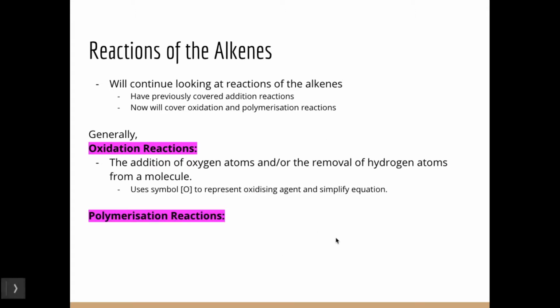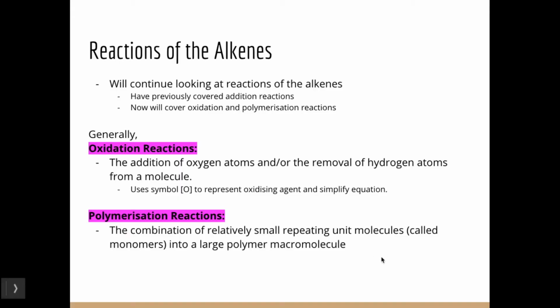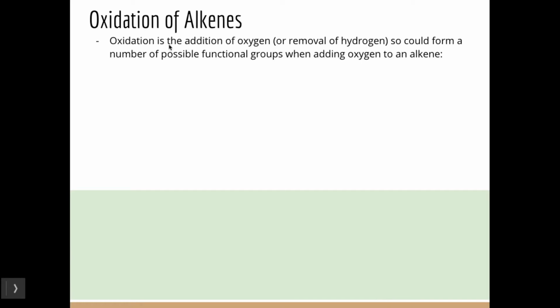Then our polymerization reaction, something we haven't looked at before. This is where we combine relatively small repeating unit molecules called monomers into large polymer molecules, macromolecules. So we take a repeating unit, that's the monomer, and then we react many of them together and we get a long macromolecule called a polymer made up of these many repeating units. But let's first start with our oxidation reaction, oxidation of the alkenes.